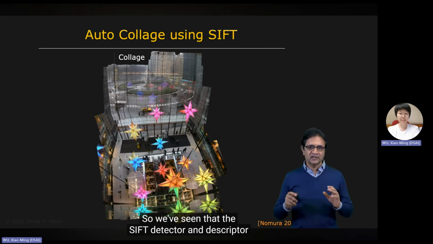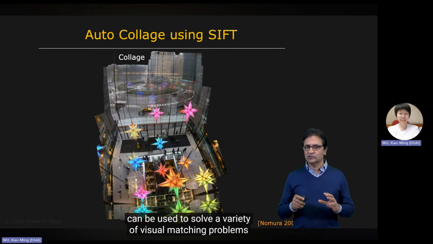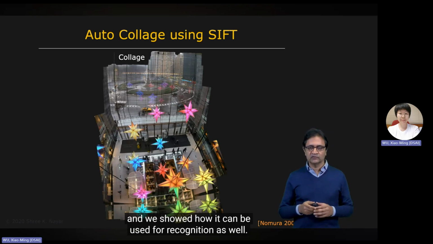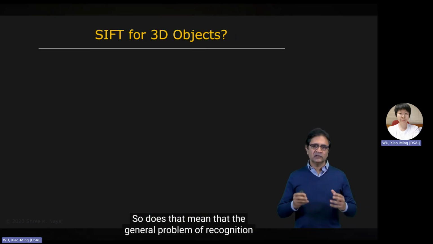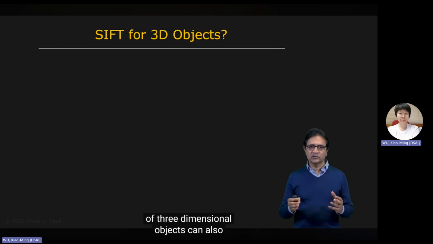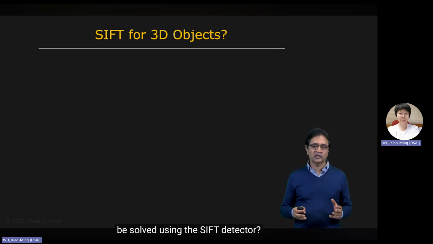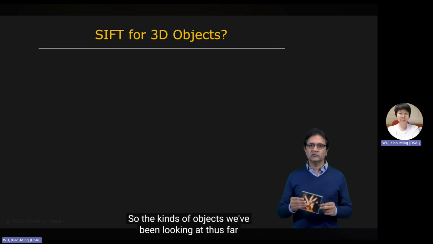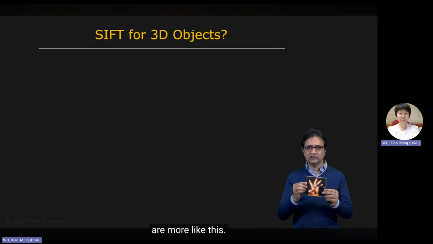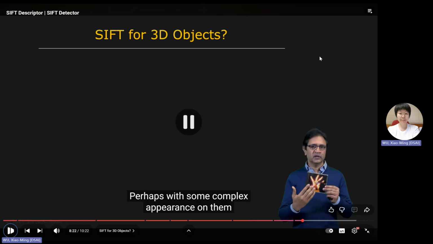So we've seen that the SIFT detector and descriptor can be used to solve a variety of visual matching problems, and we showed how it can be used for recognition as well. So does that mean that the general problem of recognition of three-dimensional objects can also be solved using the SIFT detector? Not really. So the kinds of objects we've been looking at thus far are more like this. They're planar objects. So SIFT is mainly applied for 2D object matching.